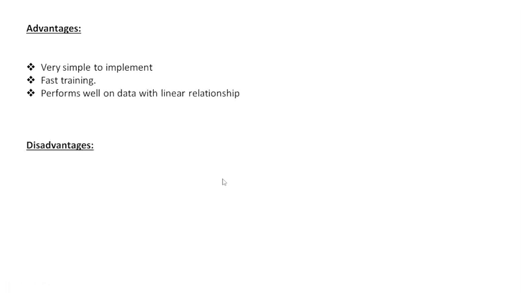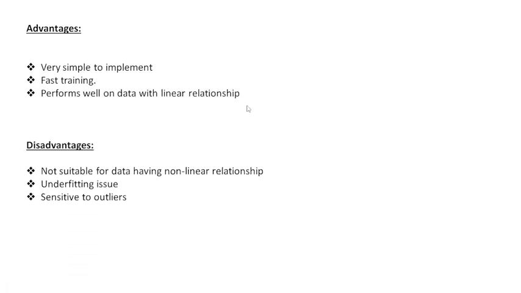We have some advantages and disadvantages in linear regression also. Let's find out the advantages. It is very simple to implement, it runs very fast, and it performs well on linear relationship data. Under disadvantages, it is not suitable for data having a non-linear relationship, it has underfitting issues, and it is very sensitive to outliers. If there are variations in the outliers, then it is not suitable for linear regression models.